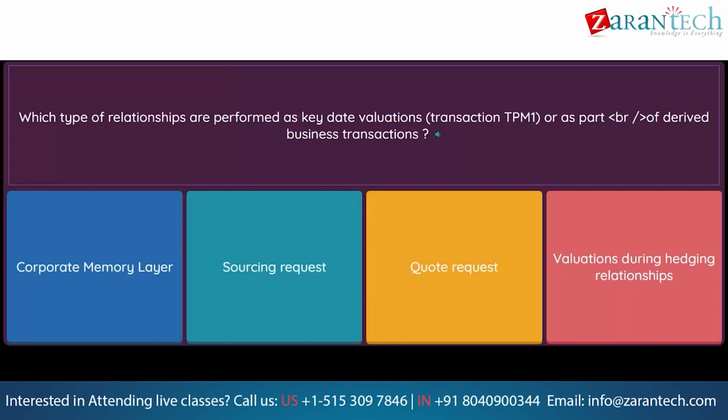Question: which type of relationships are performed as key date valuations, transaction TPM1, or as part of derived business transactions? Option 1 Corporate Memory Layer. Option 2 Sourcing Request. Option 3 Quote Request. Option 4 Valuations during hedging relationships.